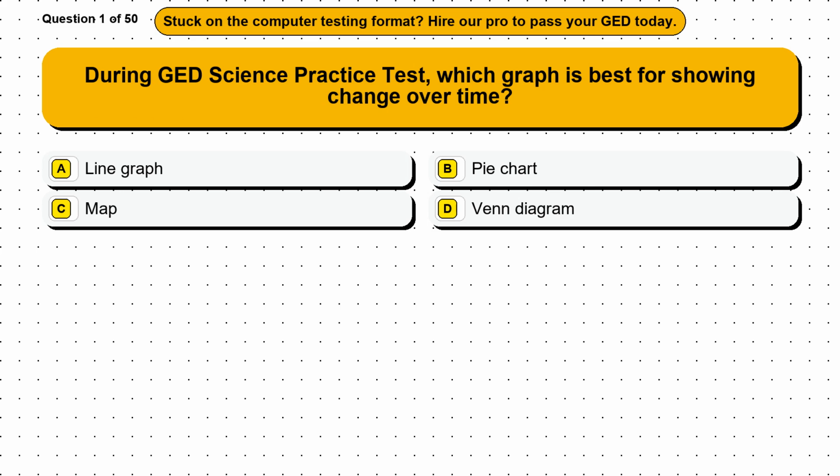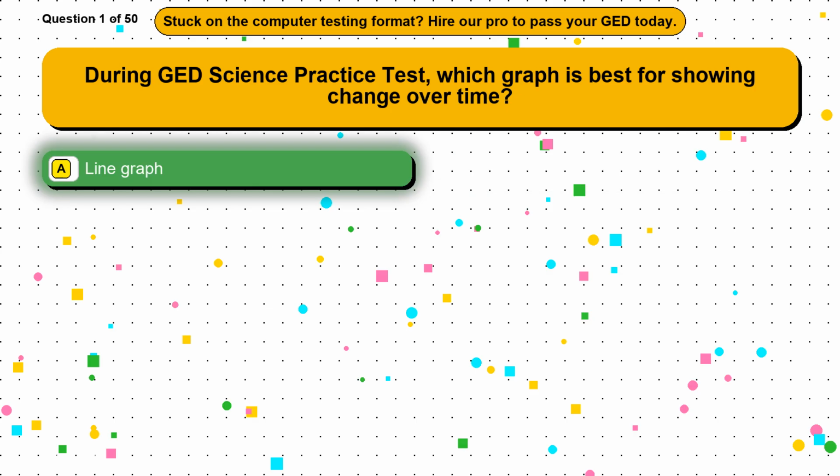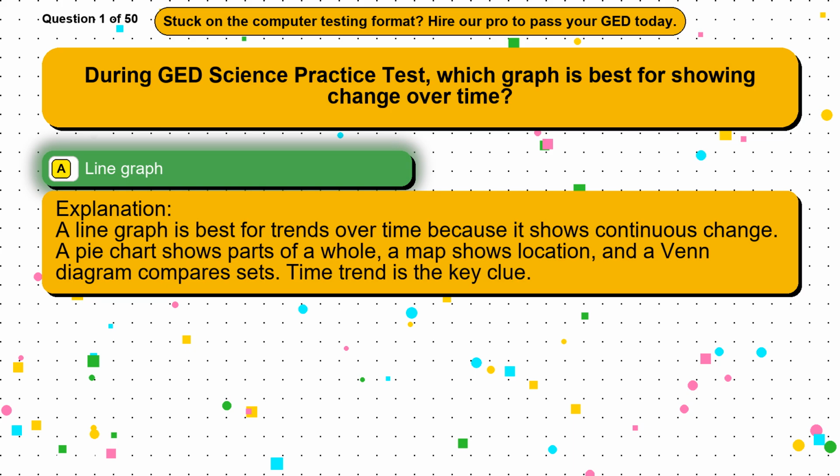Question 1. During GED Science Practice Test, which graph is best for showing change over time? Option A, line graph. Option B, pie chart. Option C, map. Option D, Venn diagram. The correct answer is option A. Line graph. A line graph is best for trends over time because it shows continuous change. A pie chart shows parts of a whole, a map shows location, and a Venn diagram compares sets. Time trend is the key clue.